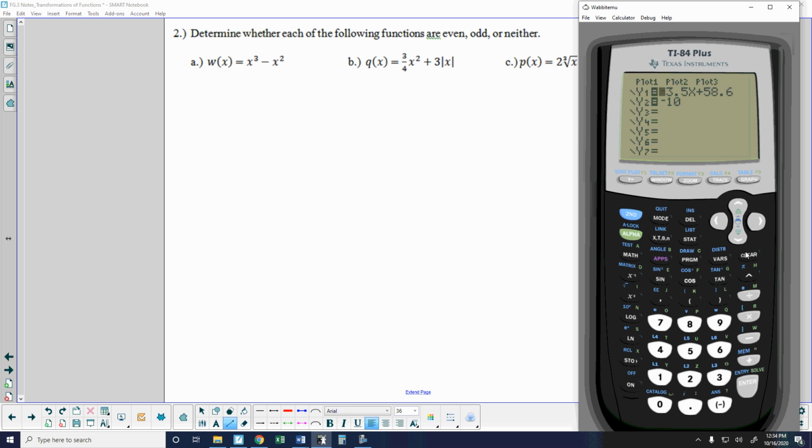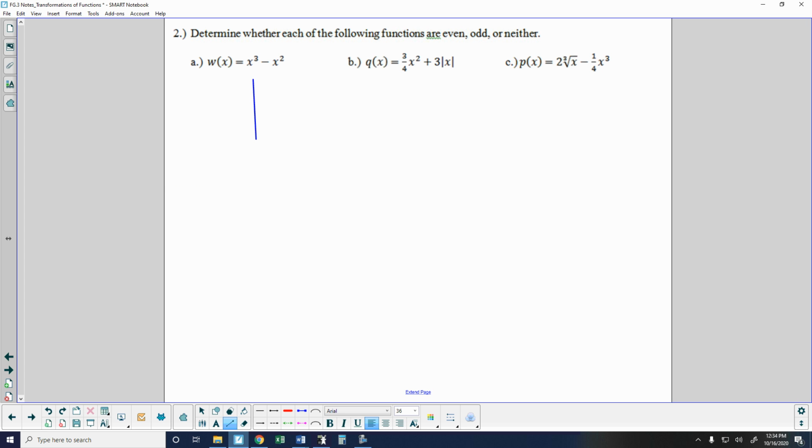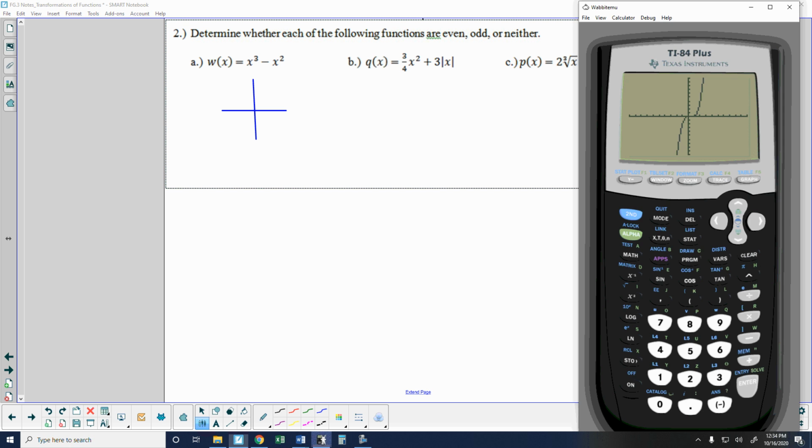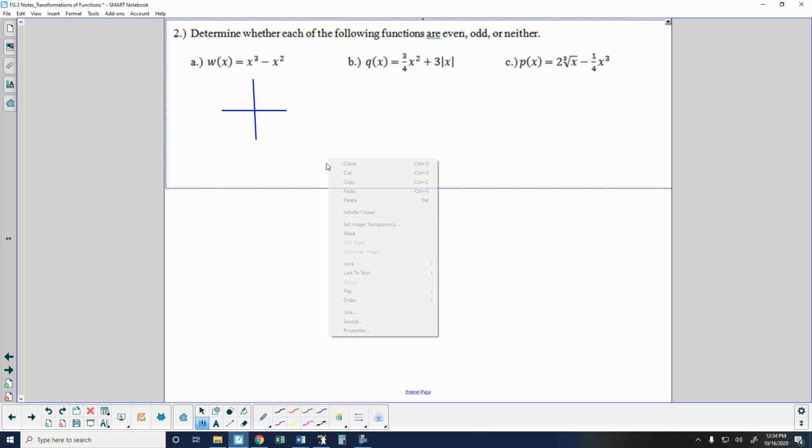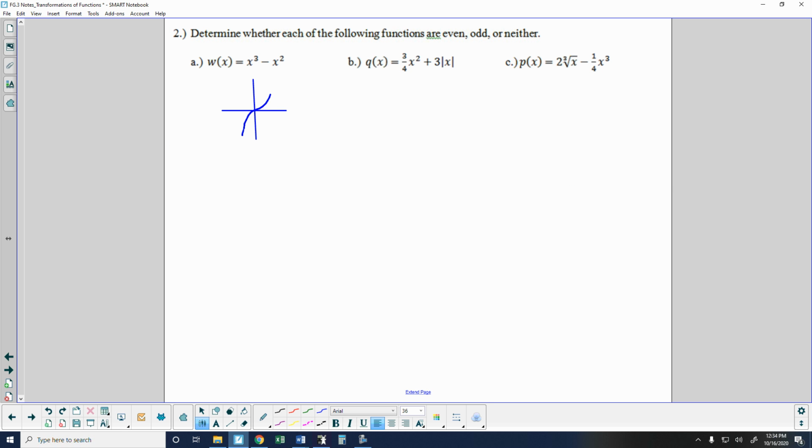Under y equals, I'm going to clear anything that's in there, and I'm going to type in x cubed minus x squared. Then I'm going to reset my window because it was wacky there, so I'm going to set it to zoom 6, and this is the graph that we see. I can sketch this graph here to get an idea of what it looks like. And again, here's the graph. So it looks something like this.